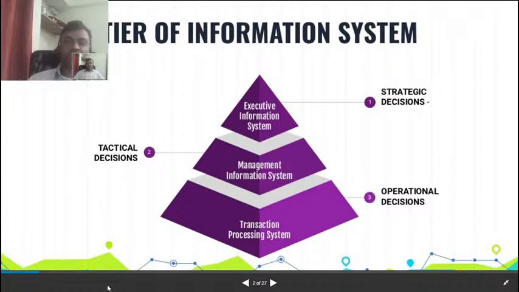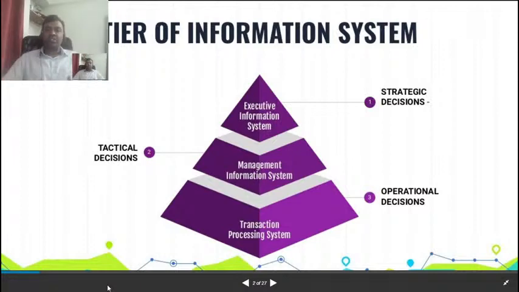This is what we call automation, where human intervention is not required. Manually, you don't have to collect data. Data is coming to you automatically. That is what we call autopilot mode automation. Here we require an information system.